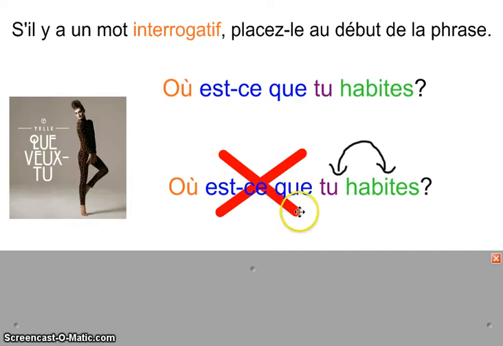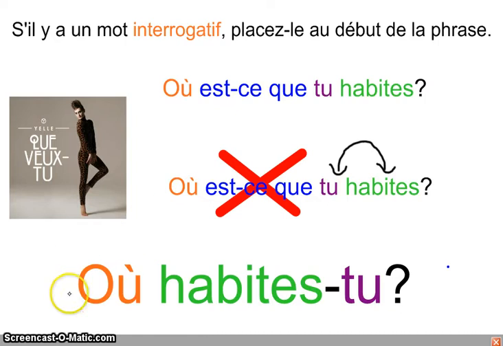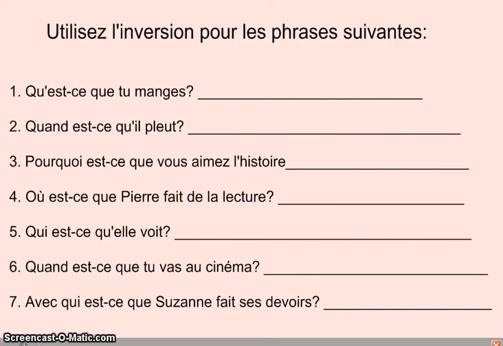Je guillotine est-ce que, je change tu et habite, et j'ai mon mot interrogatif au début. Où habites-tu? If this is a hard formula for you to remember, just think about the Elle song, Que veux-tu? What do you want? It uses inversion and has an interrogative word in the beginning. I told you there would be more questions. Try pausing the screen and writing out the inversion form of these questions on your paper. When I come back, I'll have the answers for you.